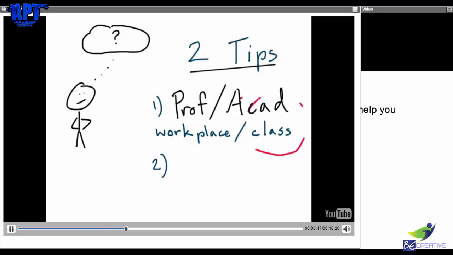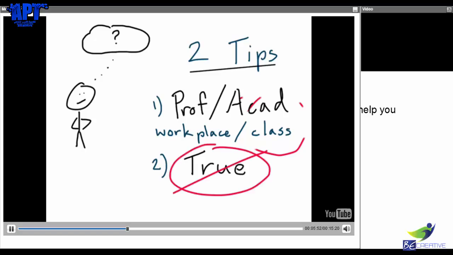The second idea for a personal example is it can be true, or you can completely make it up. Now, there are some TOEFL teachers who will tell you, don't make it up.